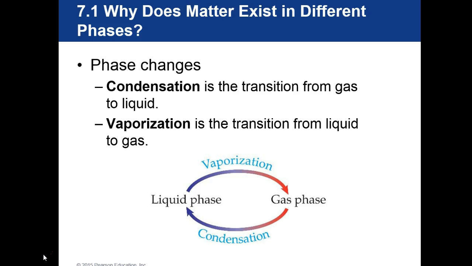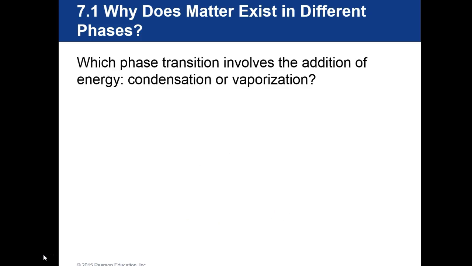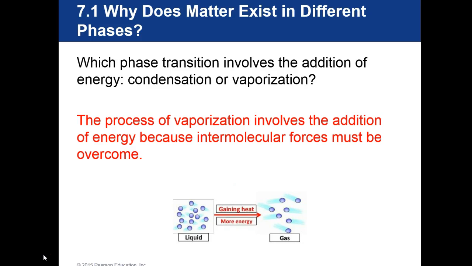So as I just described, that condensation is the transition from a gas to a liquid. The opposite is vaporization. That is going from a liquid to a gas. For example, when you put your pan of water on the stove and you turn it on, you can start to see the water vaporize out of the pan. So which phase transition involves the addition of energy, condensation or vaporization? The process of vaporization involves the addition of energy because the molecular forces must be overcome.